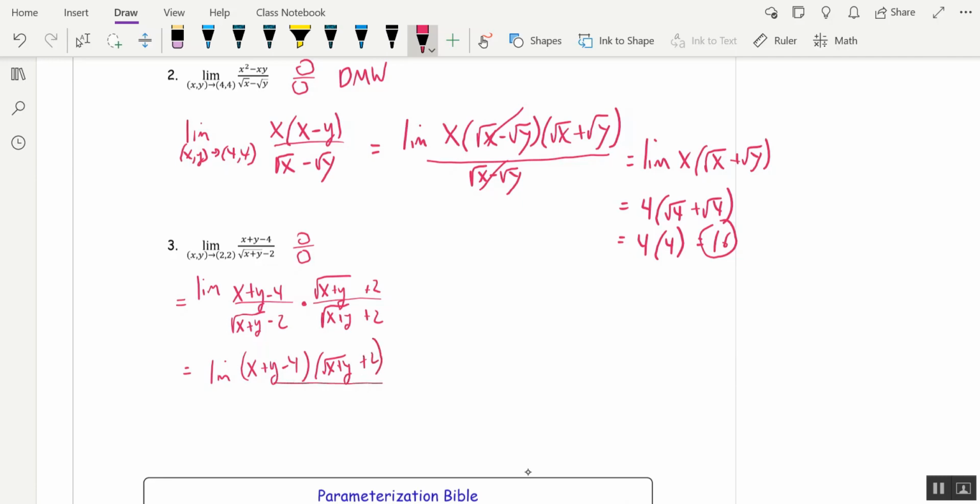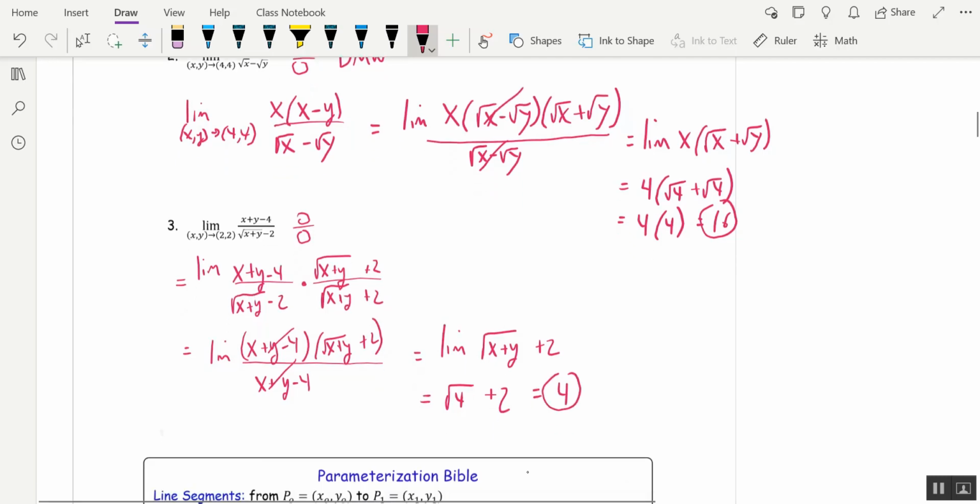And then in the denominator, I'm going to use FOIL and multiply that out, get x plus y minus 4. Great. Now I can cancel, and that's the limit of root x plus y plus 2. And then remember, I'm going to (2, 2). So I plug in 2 for x, 2 for y. Square root of 4 plus 2 is 4.